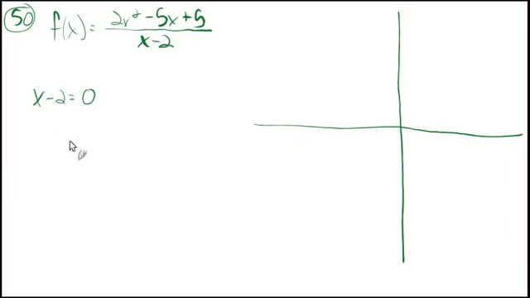Okay, so there is a vertical asymptote at 2, right? Because x would have to be equal to 2.